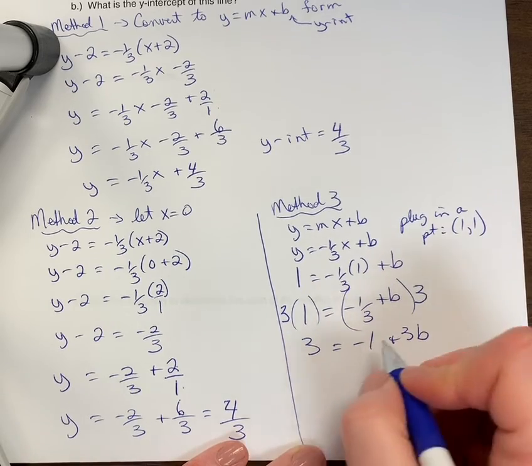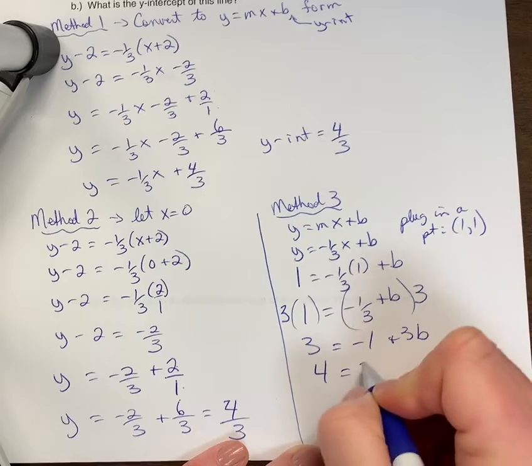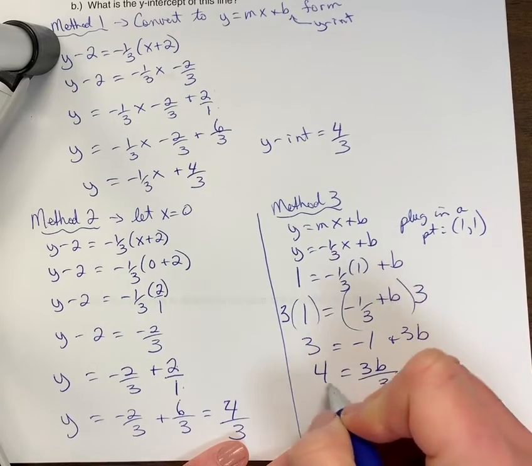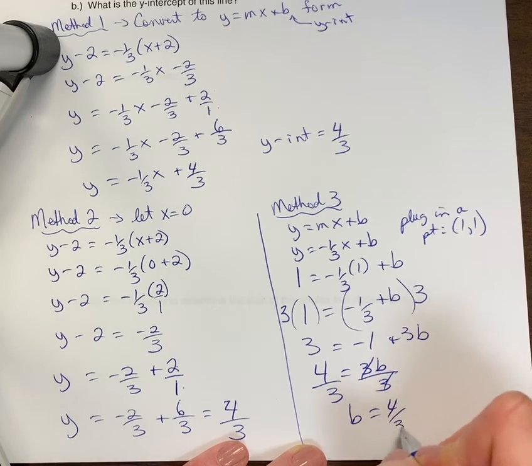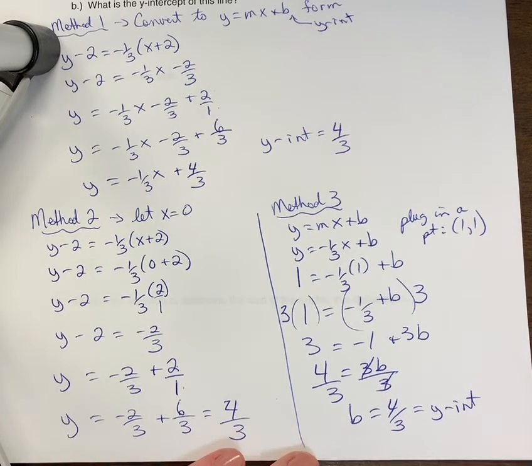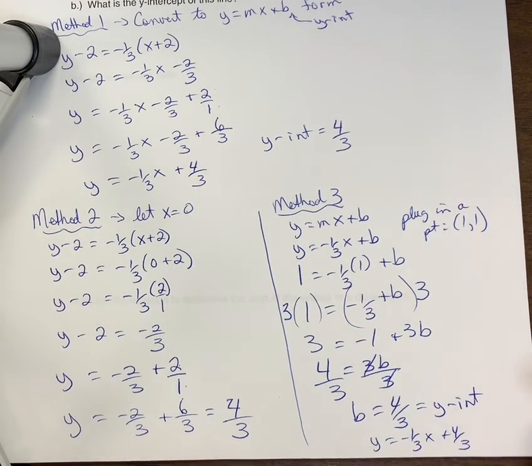Now that I don't have fractions, it'll be easier to rearrange this. So move the 1 to the other side by adding it. Then get b by itself by dividing off the 3. So b is equal to 4/3, okay, which of course is your y-intercept. Keep in mind, this is the equation negative 1/3 x plus 4/3 like we found above, because we have the slope in there. So that's what we've been doing with those kinds of questions before.